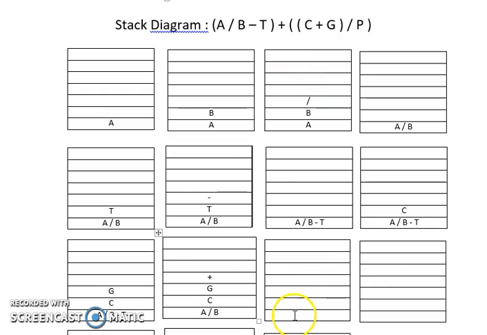Okay, so we write down completely into a term. Sorry, it's a mistake. Okay, which is A divided by B minus T, C plus G. Okay, we complete the equation. Okay, now I want to divide P here. So we also write down the previous equation.